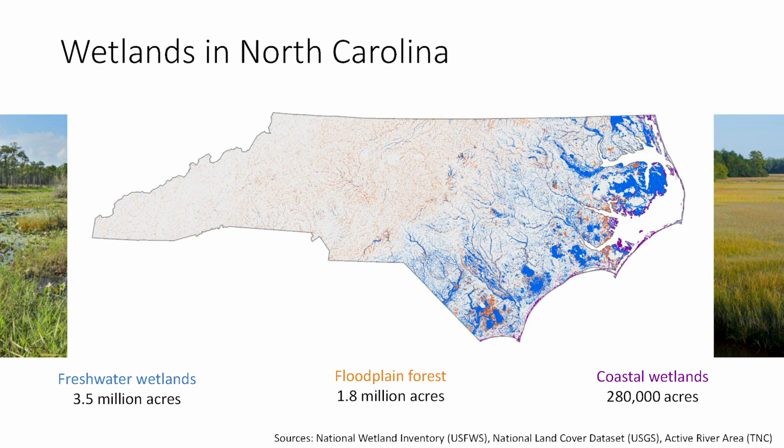In North Carolina, we have a lot of these habitats, which is great. We have 3.5 million acres of freshwater wetlands, about 1.8 million acres of floodplain forests, and around 280,000 acres of coastal wetlands. The blue are the freshwater wetlands in the coastal plain primarily. The floodplain forests are anywhere there's streams or rivers, and so they're all over the state. And the coastal wetlands, of course, are right along the coast in the purple color there.